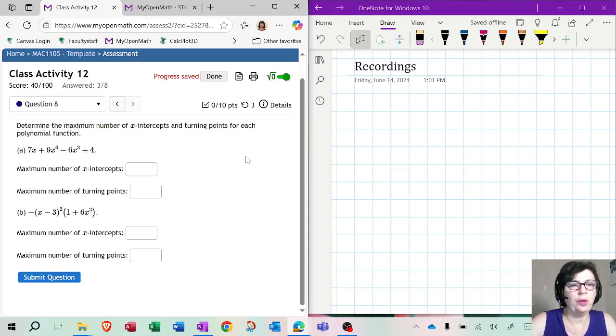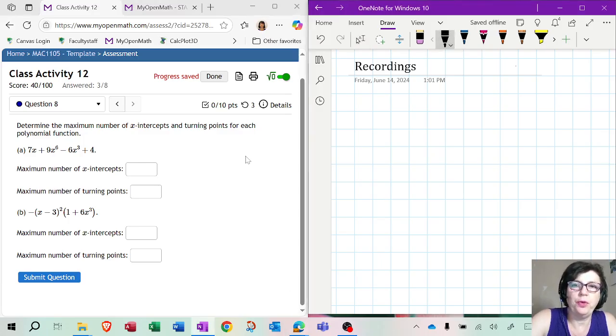In this video, we're going to look at a couple of polynomials and determine how many x-intercepts and how many turning points each one has. Okay, so the first one is not in factored form, so it makes a difference. You have to be very careful. So you've got 7x plus 9x to the 6 minus 6x cubed plus 4.